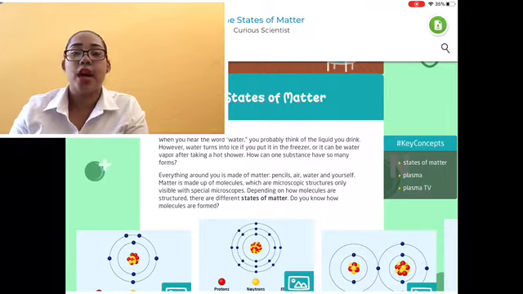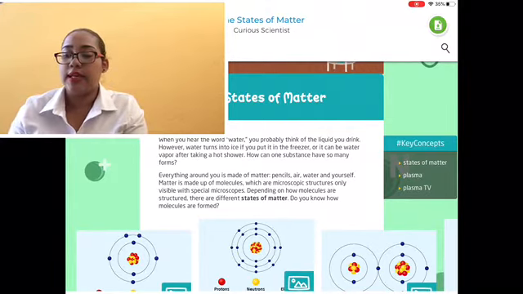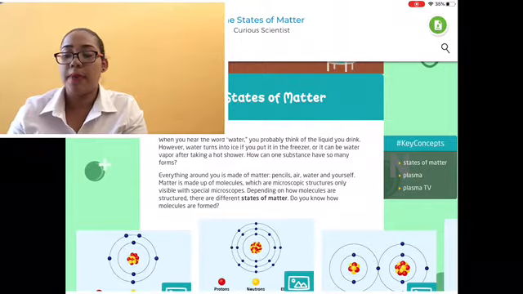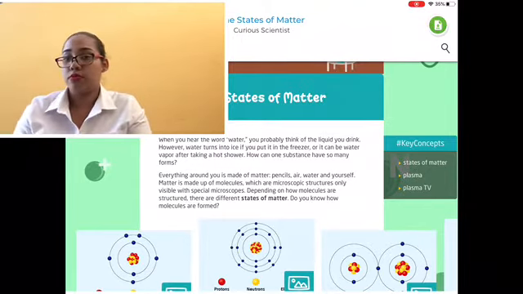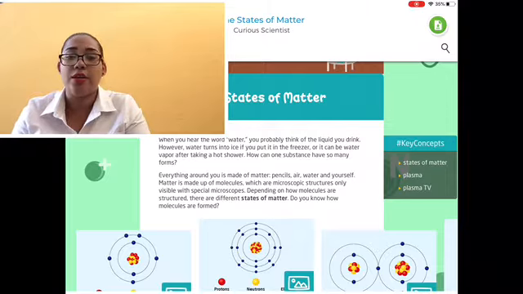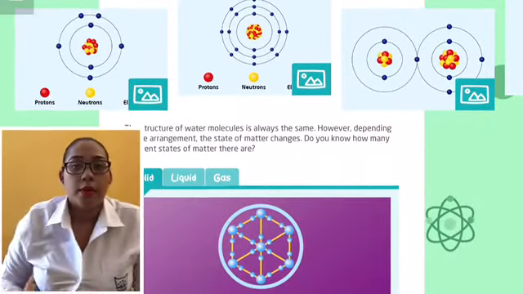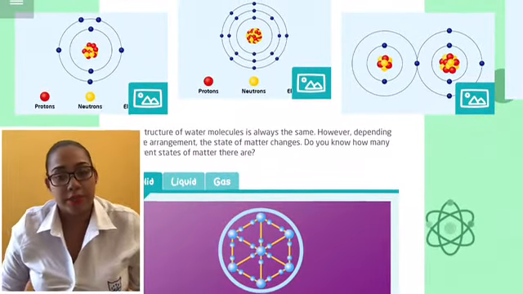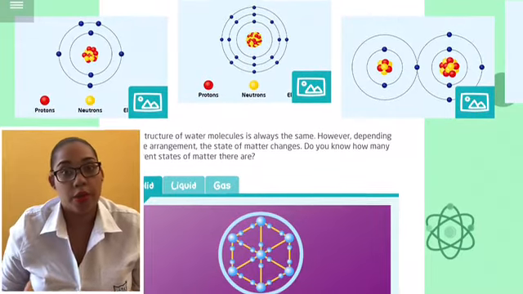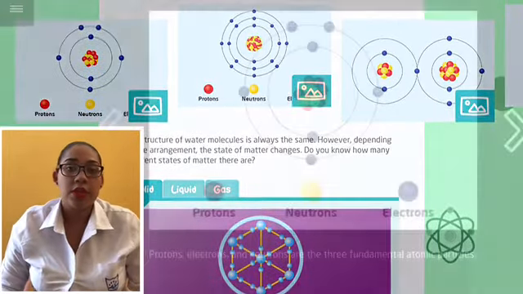Now, I want you to observe to your right hand. There are these key concepts, okay? And it says states of matter, plasma, and plasma TV. Oh, are they talking about electronics now? Let's see, okay? Now you see these images. Let's try to figure out what they are about, okay? So let's start with the first one.